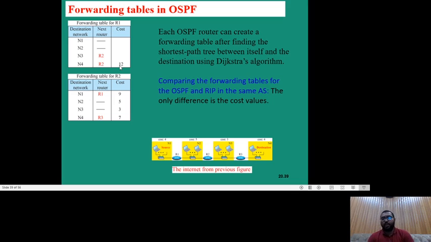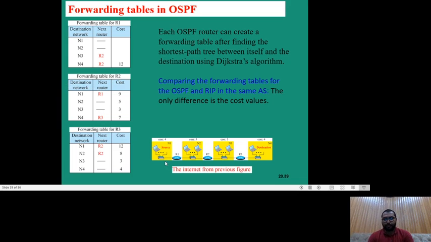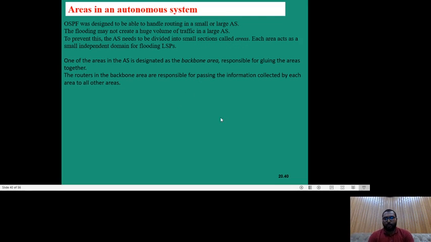You see here the cost for reaching N4 from any network connected with R1: the total cost will be 12, while reaching any other network through R4 or R2, the cost will vary. Here you see, if any node is a destination node in N1, the packet will go through R1 from R2, the total cost will be 9, and so on. So these are three different routing tables for when OSPF is used as the routing protocol.